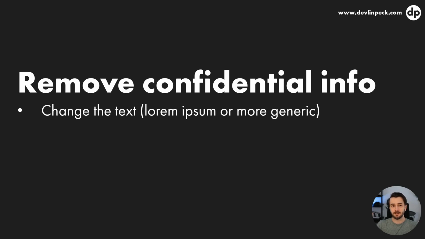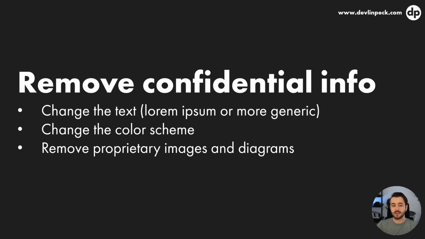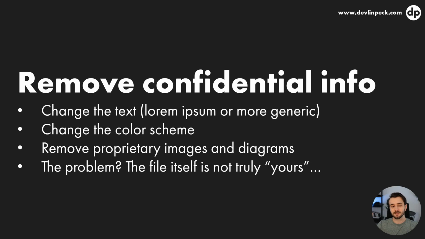Instead of talking about the company's specific internal processes, they just draw from a Wikipedia page about that kind of process more generally to fill in the content. You can change the color scheme so that you cannot tell who the project is for. You wouldn't have these identifying branded colors, for example. You can remove any proprietary images and diagrams and swap them out with something else.